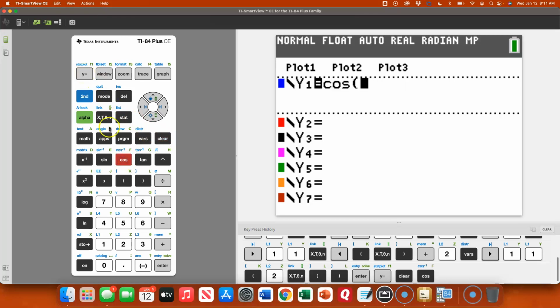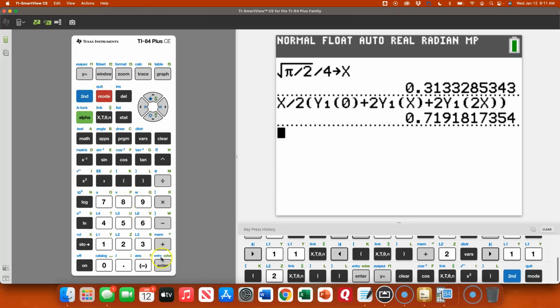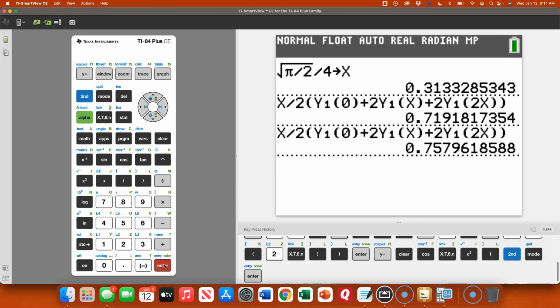Enter your function in. And then all you got to do is hit enter again. It's going to recalculate that expression based on the new value for y1. So don't think, oh crap, I'm going to have to type it all in again. It's not that bad, actually. Any questions?